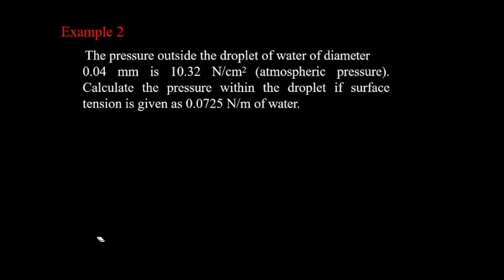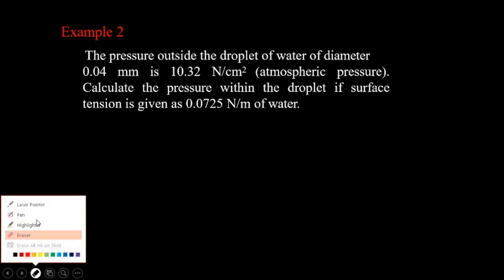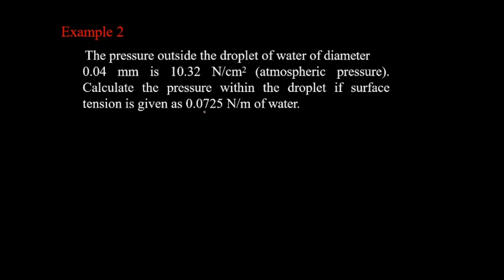Okay, another example we'll see. The pressure outside the droplet of water of diameter 0.04 mm is 10.32 newton per centimeter square, and it is given as above atmospheric pressure. Calculate the pressure within the droplet if the surface tension is given as 0.0725 newton per meter of water. See here, they have given the outside pressure. Now calculate the pressure within the droplet. We have to calculate the pressure inside the droplet.